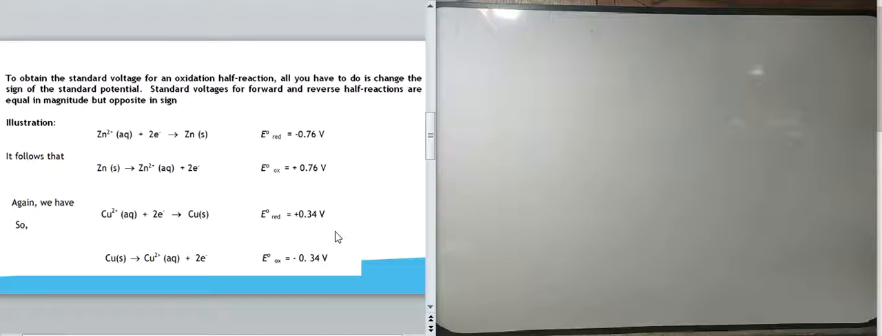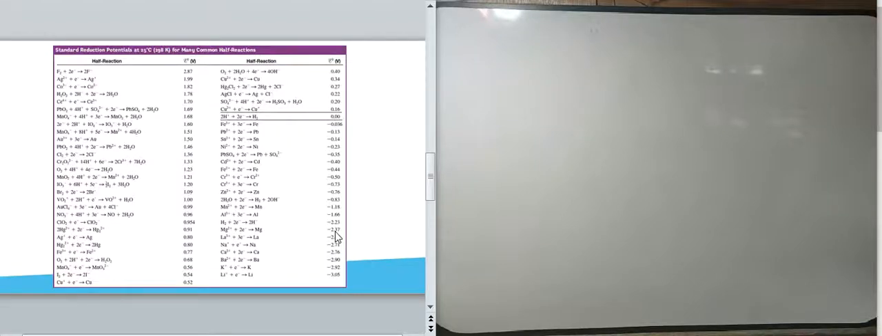Again, we have here another example. Copper 2 plus plus 2 electrons will yield copper solid. So the standard reduction voltage is positive 0.34, while the other half reaction, the opposite reaction, has a standard oxidation voltage of negative 0.34. So we actually have here a table. It is actually the standard one. It says here standard reduction potentials at 25 degrees for many common half reactions.